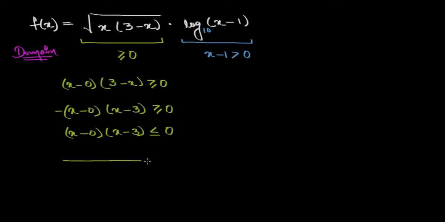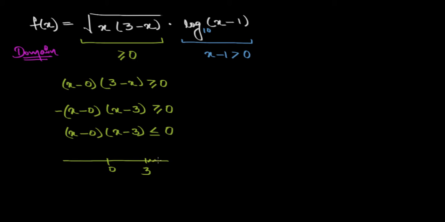So let me draw a number line now. This is my 0, this is my 3. Now I want x values which when multiplied together will give me less than 0, that is negative values. Now consider some values greater than 3, let's say 4 or 5. So 4 minus 0 is positive, 4 minus 3 is again positive. So it will never be negative. So I won't be accepting the values beyond 3.